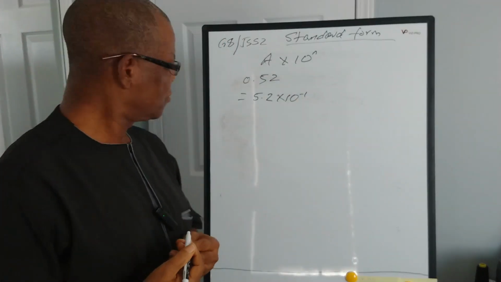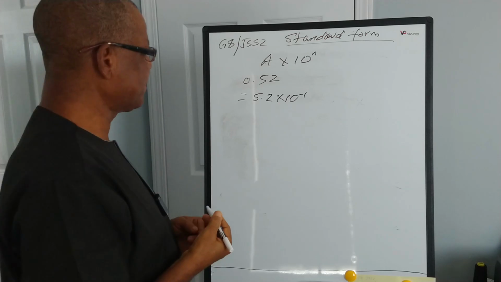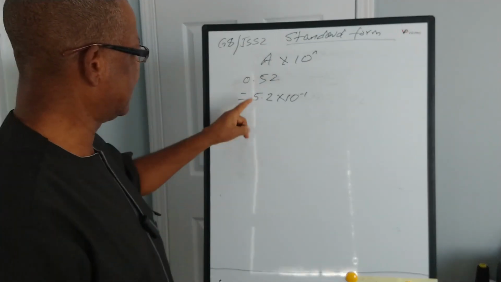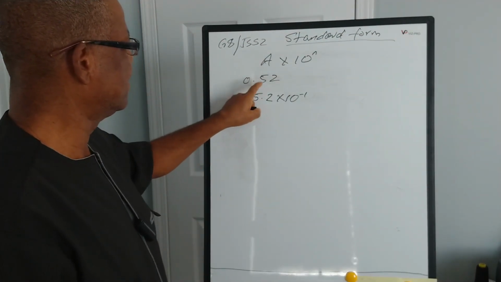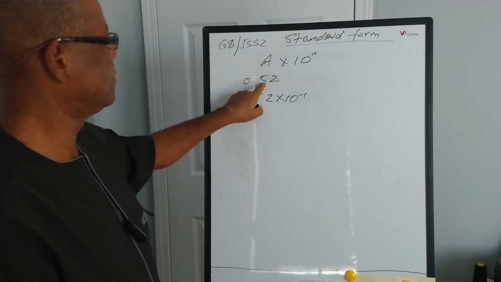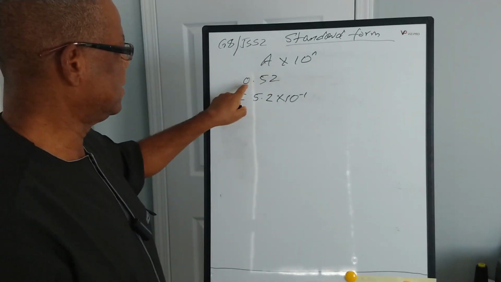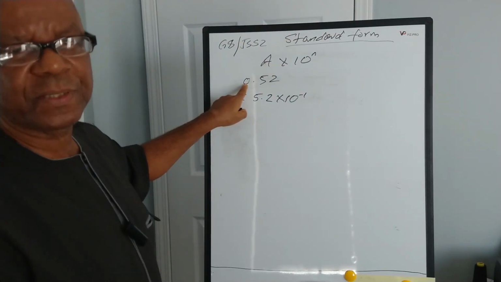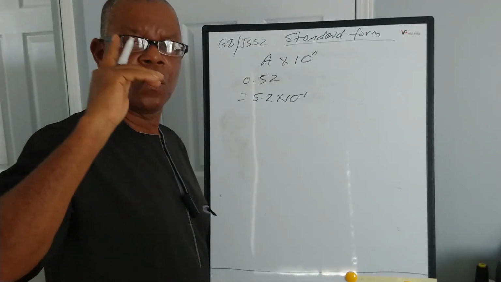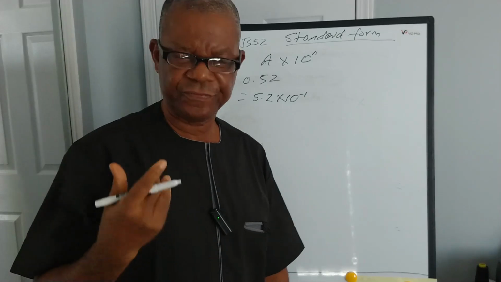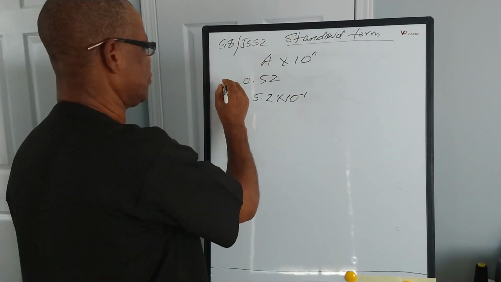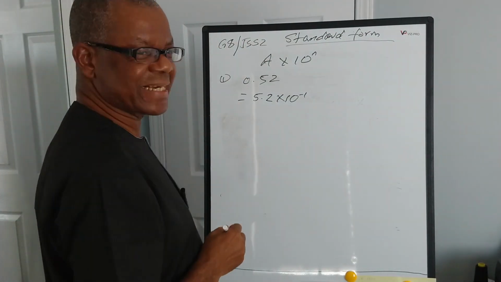What did we do? This is the same thing as saying that this is 0.52. Like I said, this is 0. It must not be 0 before the decimal point. There must be 1 digit before the decimal point. Number 2, when the number is less than 1.